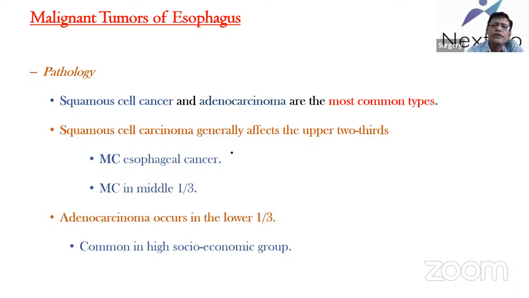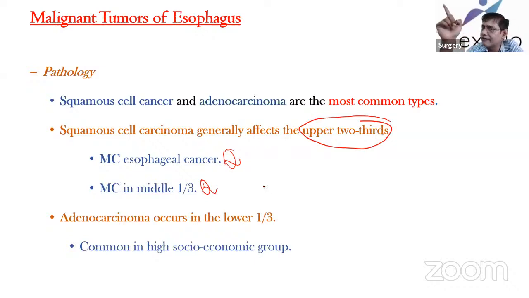So the most common esophageal cancer, squamous cell cancer, is most common in the middle one third, though it may affect the upper two thirds. Rarely it may be seen in the lower one third also, like in achalasia cardia we had seen. Squamous cell cancer precipitates and is seen in the lower one third. So in the lower one third, adenocarcinoma, and it is common in the high socioeconomic group.